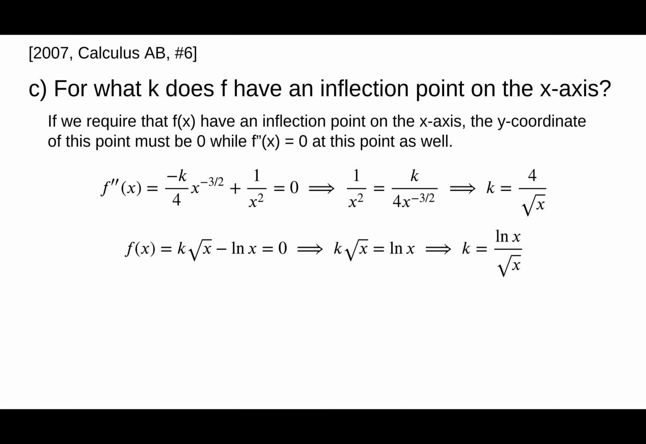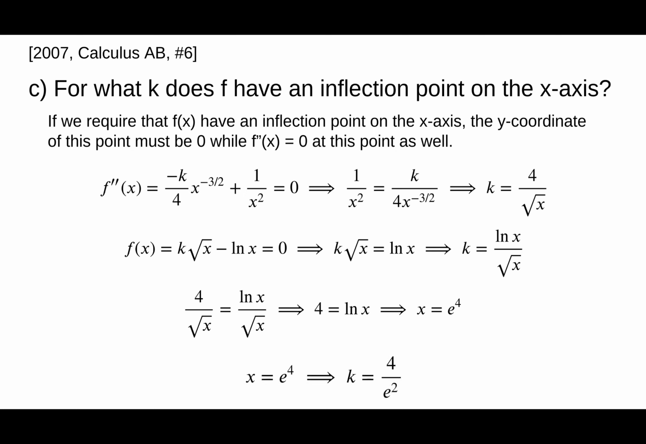If we want both of those things to be true, and both of those expressions are equal to k, then by substitution, they must be equal to each other. So we solve the equation. 4 over the square root of x equals the natural log of x over the square root of x, which implies that 4 is equal to the natural log of x, which further implies that x is e to the 4th power. If x is e to the 4th power, the square root of e to the 4th is e squared, so the value of k that would guarantee this would be 4 over e squared.